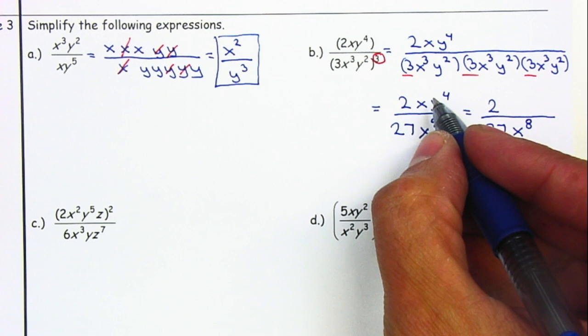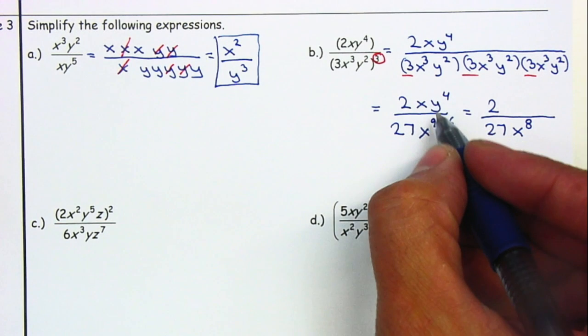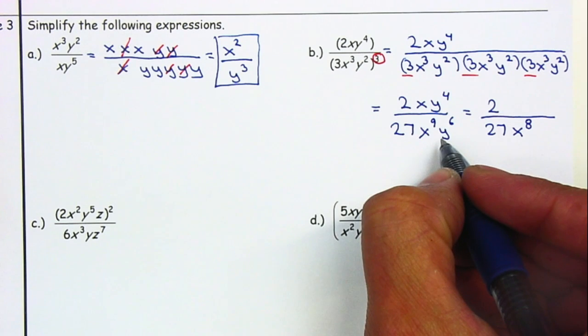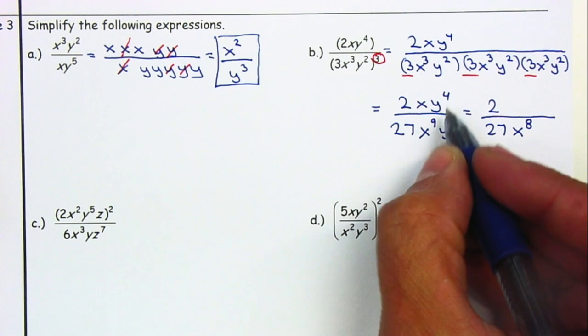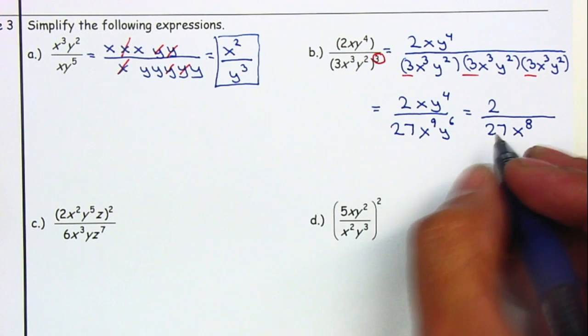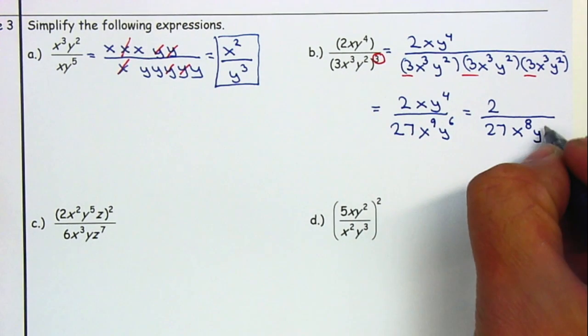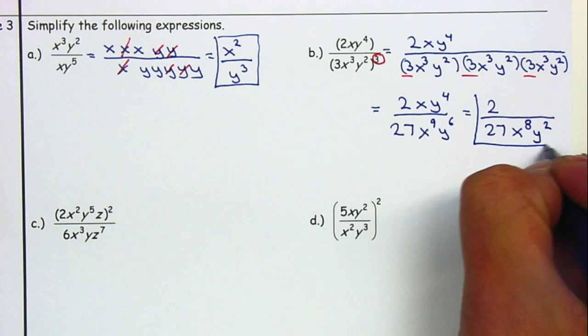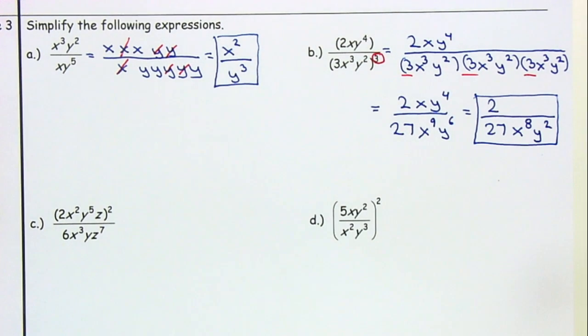How many y's do I have on top? 4. How many y's do I have on the bottom? 6. How many are going to cancel? There's going to be 4 that cancel. How many are going to be left over? 2 on the bottom. And that'll be my final answer. Nothing else I can simplify.